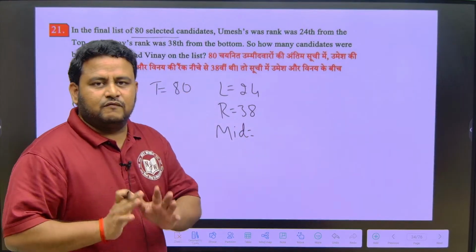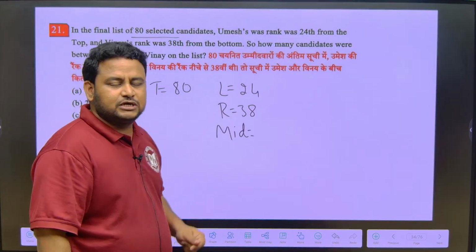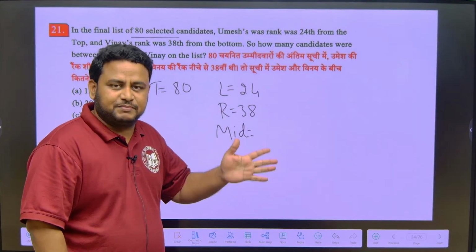Now, one pertinent question that you will have is, for this formula, whether to use maximum number of persons or minimum number of persons.